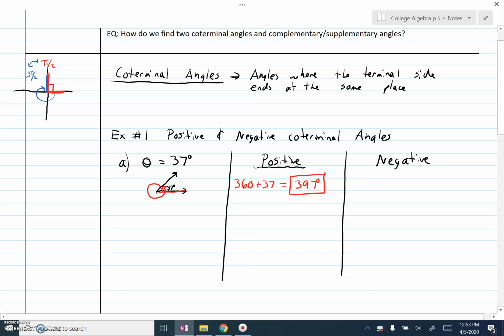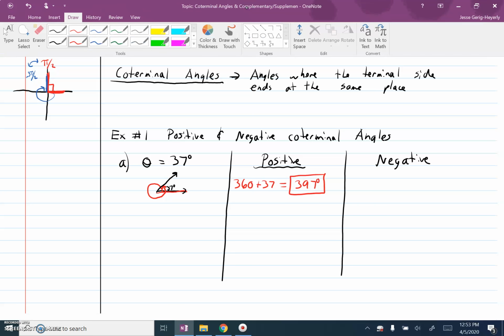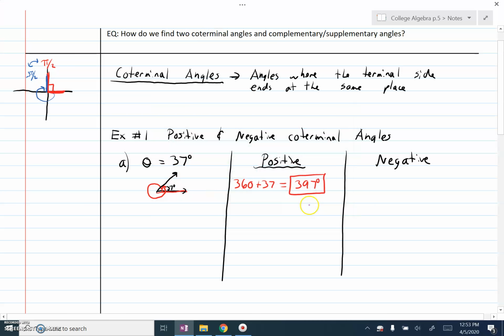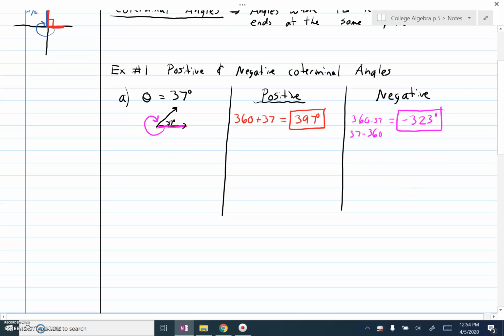So what about a negative one? We'll pick a different color, let's go with pink, and go backwards here. This is the exact same spot. We're starting here, but now, negative, we're going the opposite direction. So the whole way around would be 360. If we don't quite make the whole way around, we stopped 37 short. So you subtract 37 from 360, so it would be negative 323 degrees. That'd be the negative side. Or you could think about it as 37 minus 360. But I like to think of it as the whole way around, minus that little bit, so it'd be negative 323 degrees.